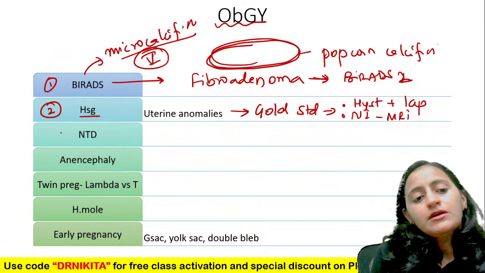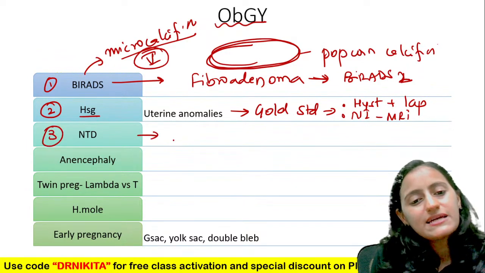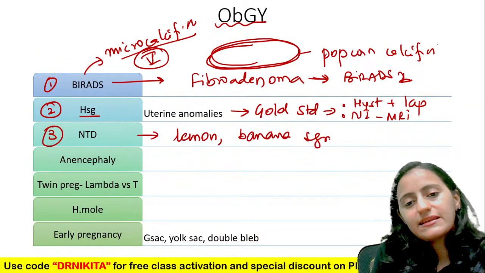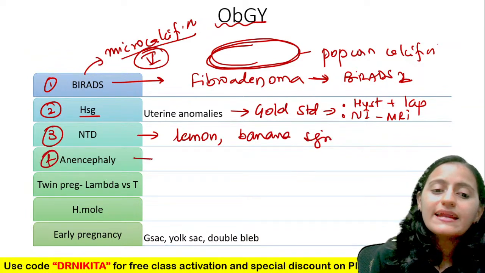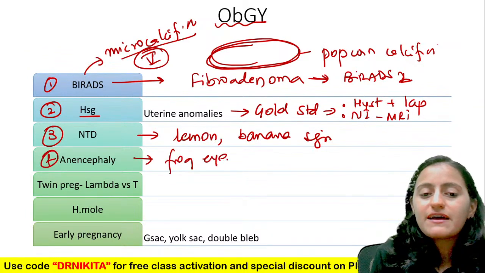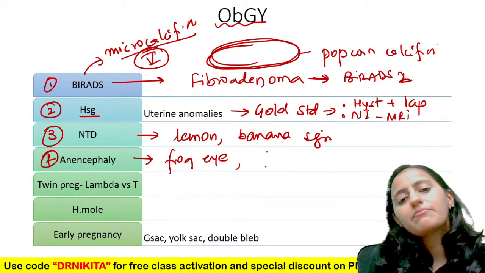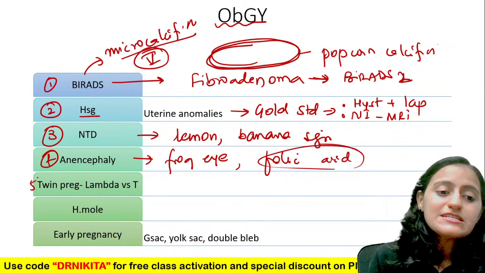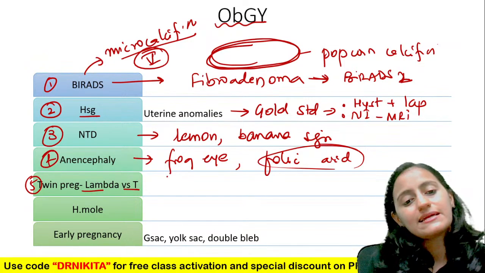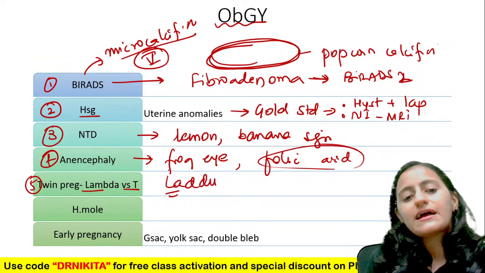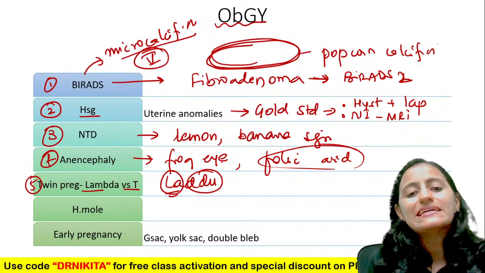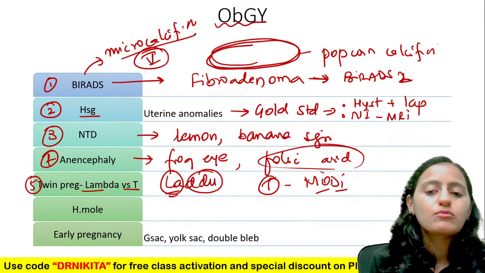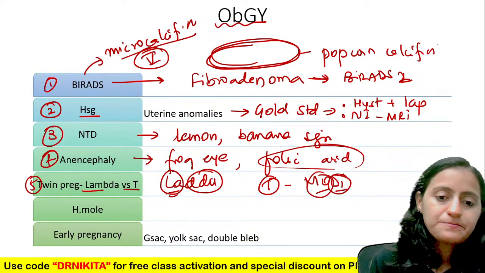Okay. Neural tube defects, important. What sign do you see in neural tube defect? It is the lemon sign and the banana sign, as in the recent INICET. Anencephaly, what sign do you see in anencephaly? The frog eye appearance. Remember, you should supplement with folic acid to prevent neural tube defects. Twin pregnancy, where do you have lambda sign and T sign? Remember, lambda sign is seen in DCDA, dichorionic diamniotic, and remember T for MCDA, monochorionic diamniotic.